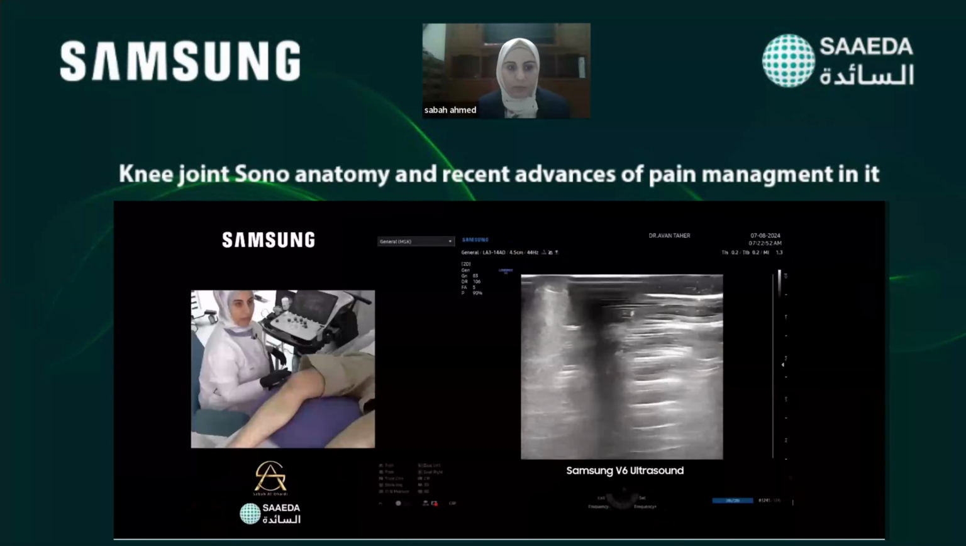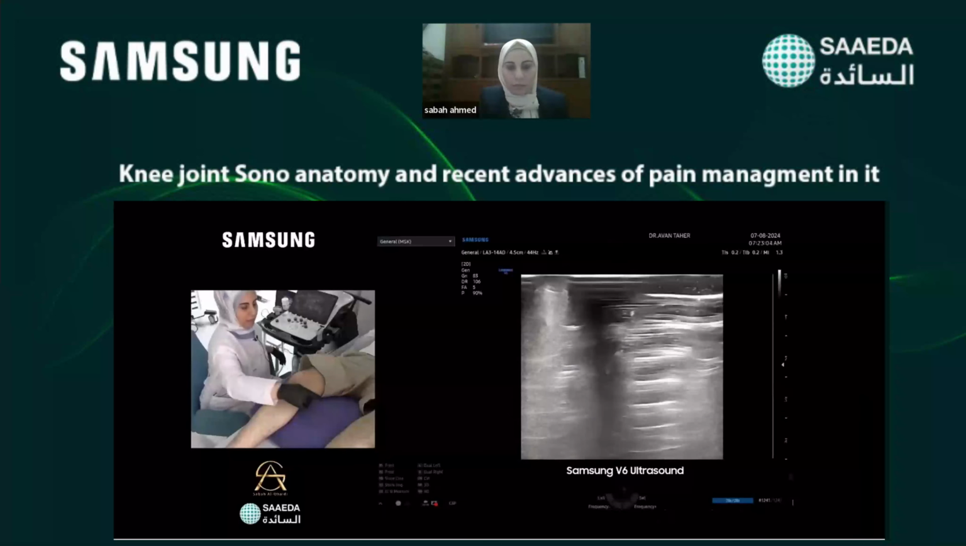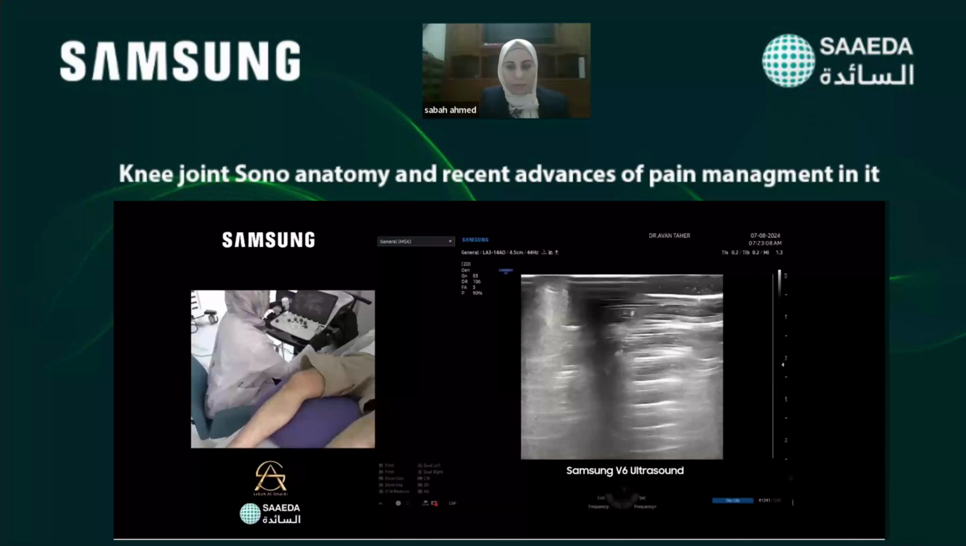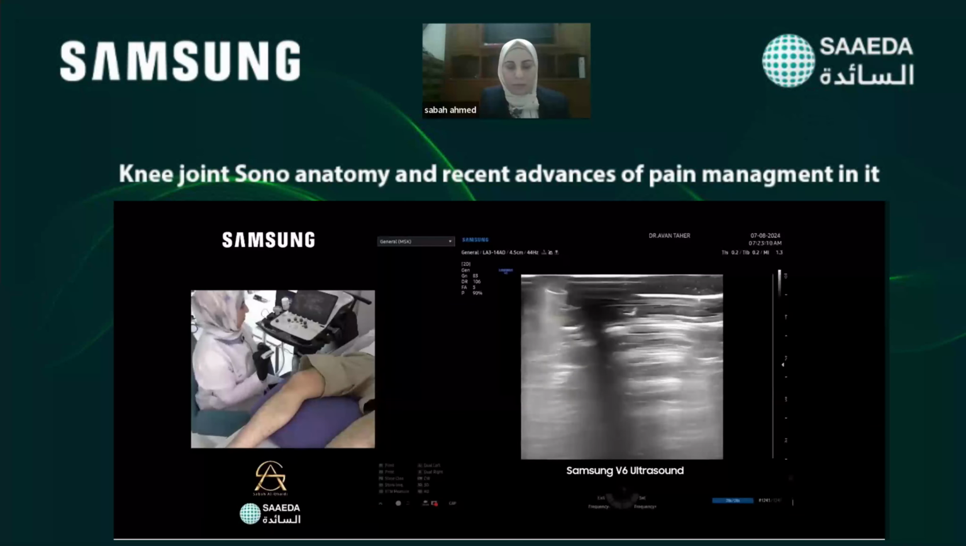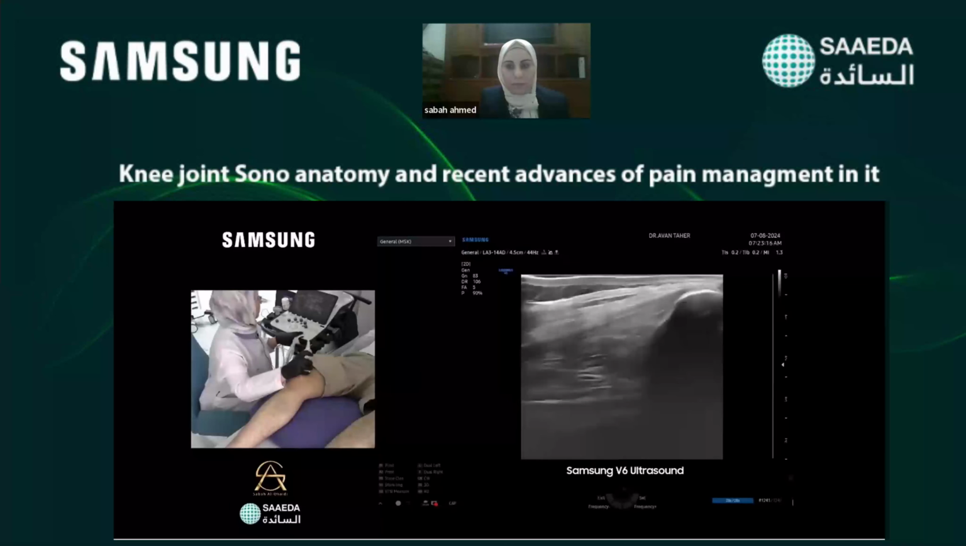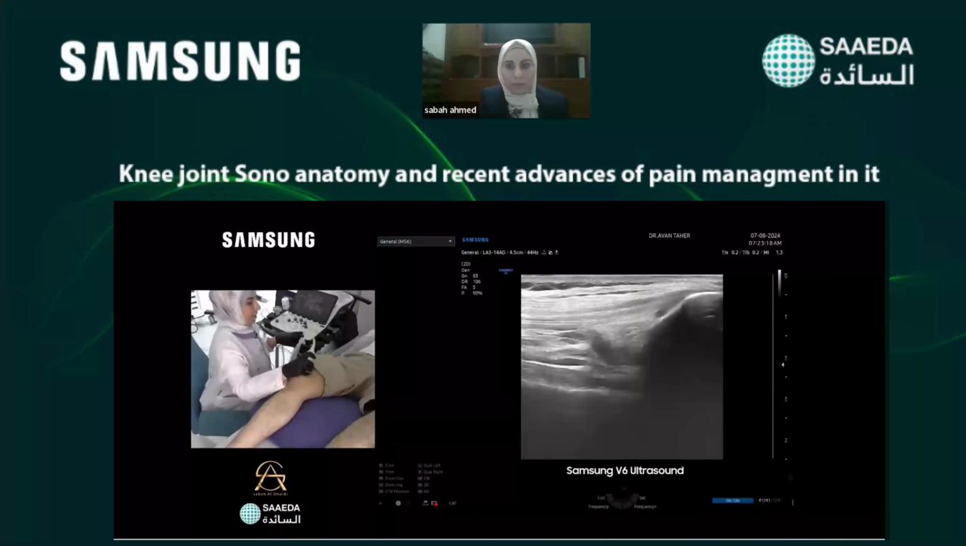For the knee joint, we should put a pillow under the knee. And for proper examination, we should examine the knee joint and divide it into multiple compartments: anterior, medial, lateral, and posterior compartments. So now we begin with the anterior compartment of the knee joint. I put my probe longitudinally at the patella. So this is the longitudinal view just at the patella.